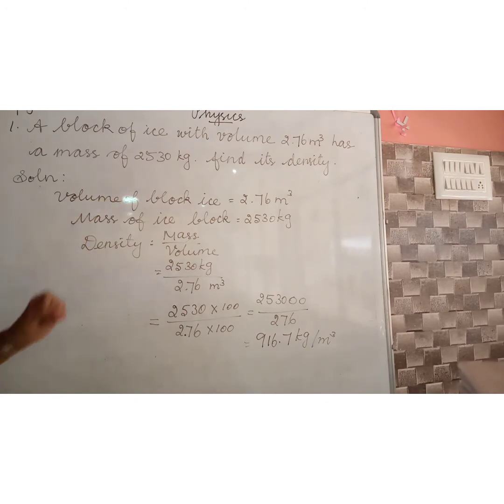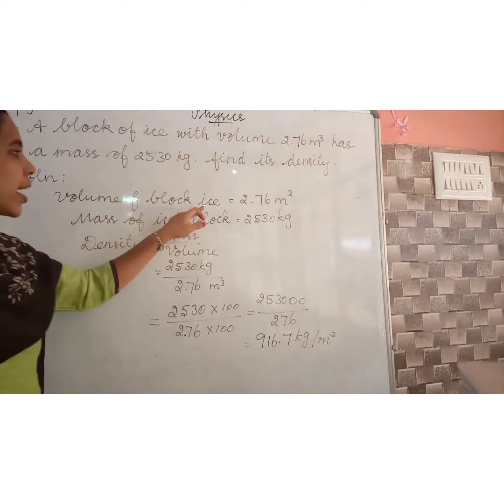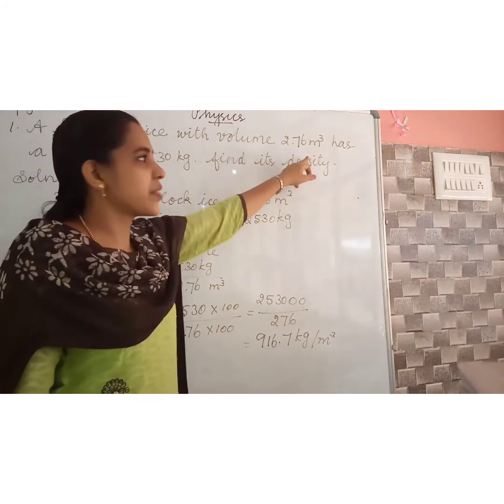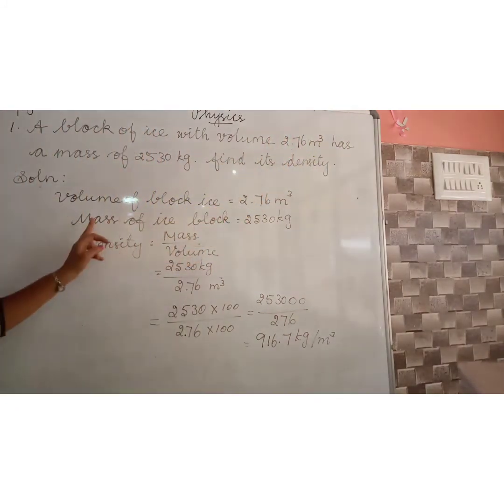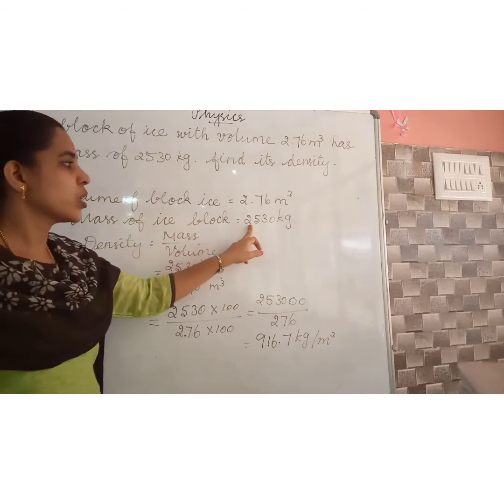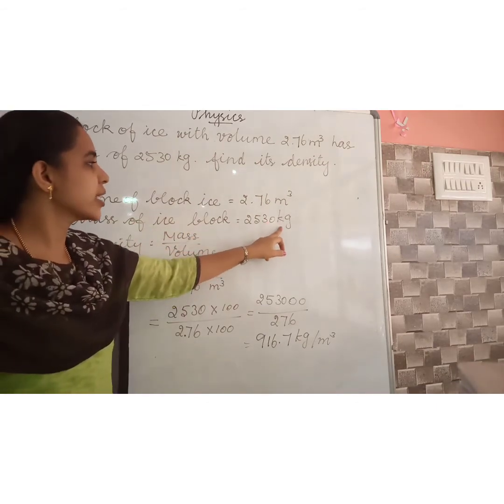So, we know mass and volume. First one is the volume of the ice block. Volume of the ice block is equal to 2.76 meter cube. Next step, mass of the ice block is equal to 2530 kilogram.